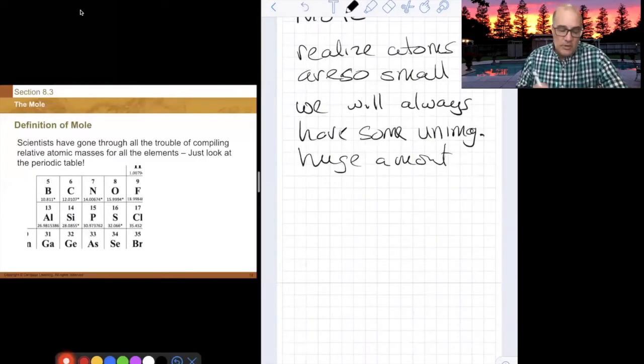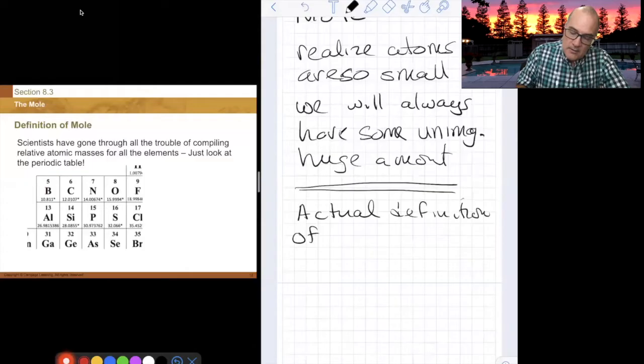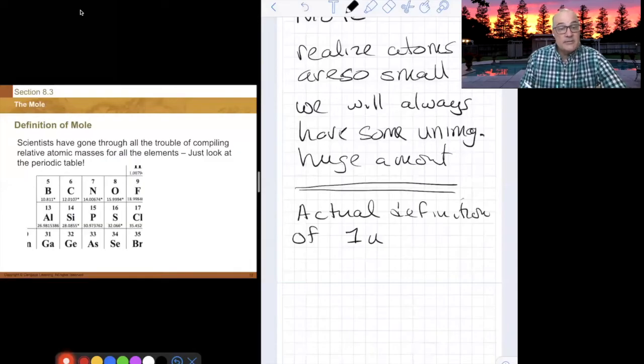So we have all these atomic masses that we've compiled in the periodic table using things like mass spectrometers and so on. And we have to talk about two things. We have to talk about the actual definition of one atomic mass unit, right? And I started off by saying that one atomic mass unit is roughly the mass of hydrogen, and that's true. But it turns out defining hydrogen as 1 U is not convenient.